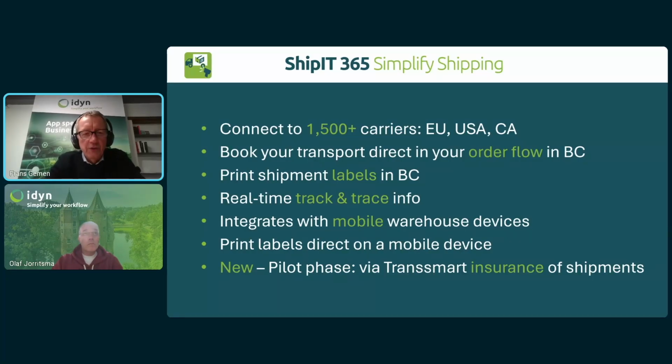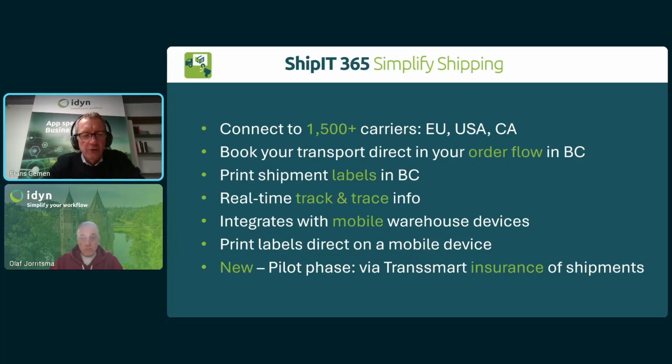You can book direct transport in the order flow in Business Central with your carrier, and of course you can also print all your shipment labels and order transport documentation. It's all in Business Central. Real-time track and trace info. The moment you book a transport, track and trace data is coming back into Business Central, but you can also send it by the portal directly to the customer or the receiver of the goods.